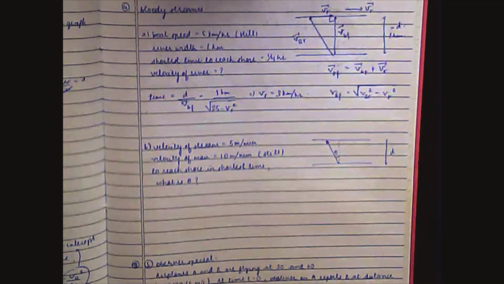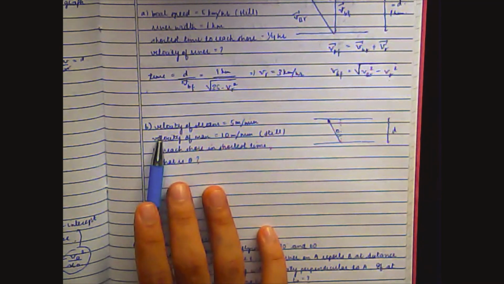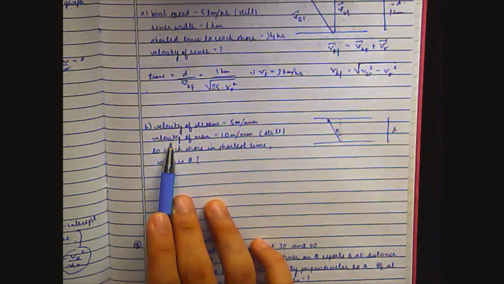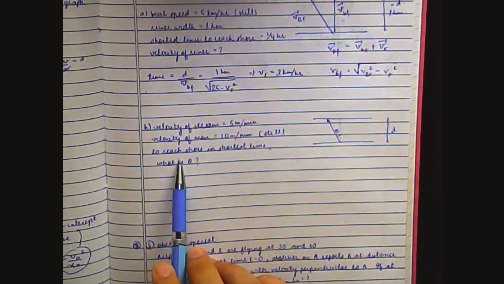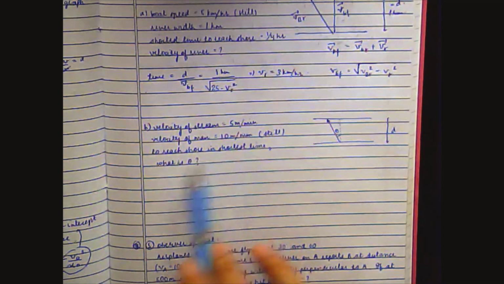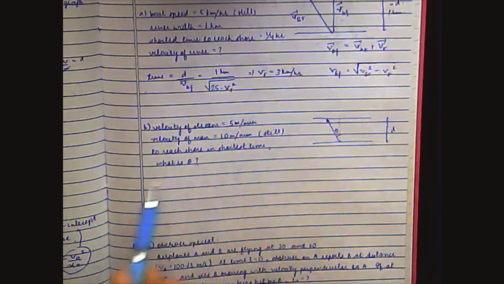Now let's move on to the next part of the question. So the next part is saying we've been given the velocity of the stream, we've been given the velocity of a man swimming in still water, and the question says, to reach the shore in the shortest time, what is theta? Now we have to prove that theta is basically 0. In the last question we basically assumed that. Now we have to prove it.